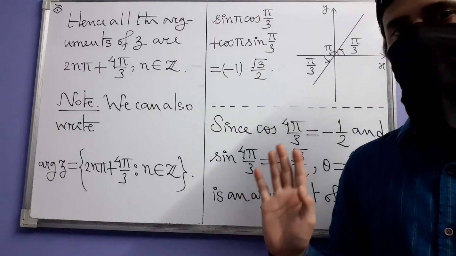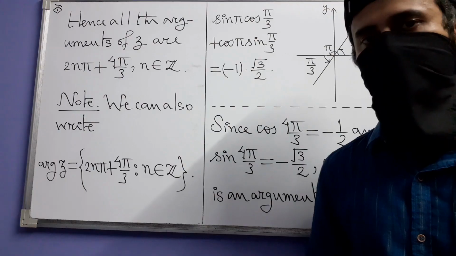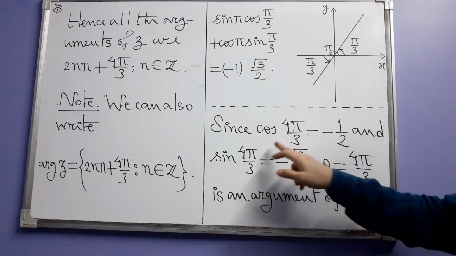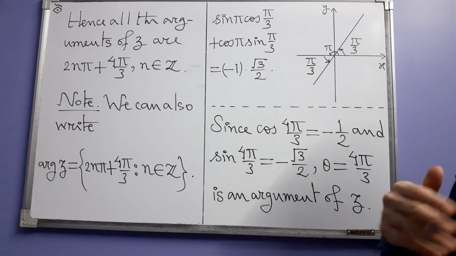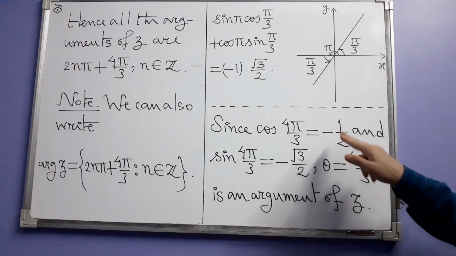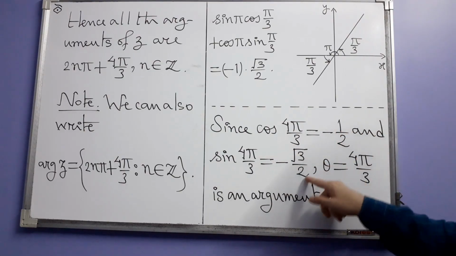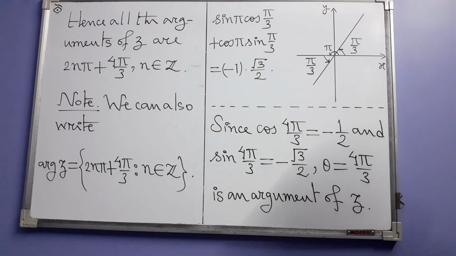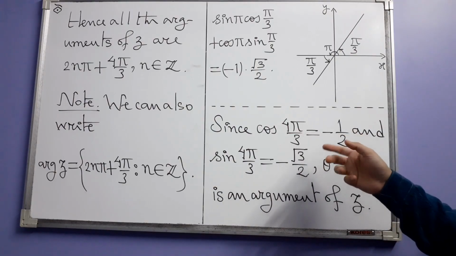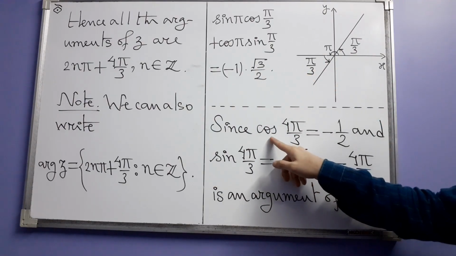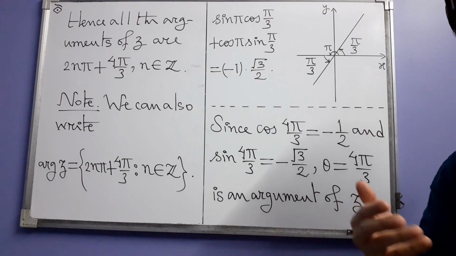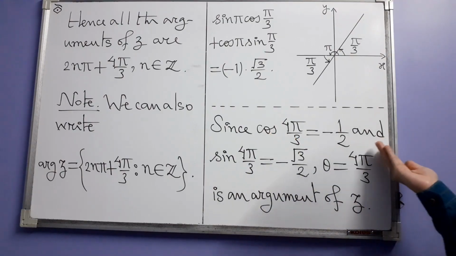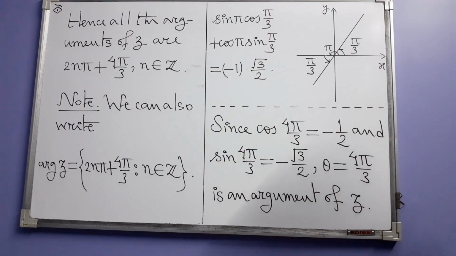Okay, so that was only the rough work. How should you write the solution in this part? You just straight away write the angle. Since cos of 4 pi over 3, which is pi plus pi over 3, is -1 over 2 and sin 4 pi over 3 is minus root 3 over 2, theta equal to 4 pi over 3 is an argument of z. If you want to make it a bit longer, then you can show that calculation. Say you actually calculate cos 4 pi over 3 by applying the addition formula for cosine. That way you can write something here if you really want to show the calculation.